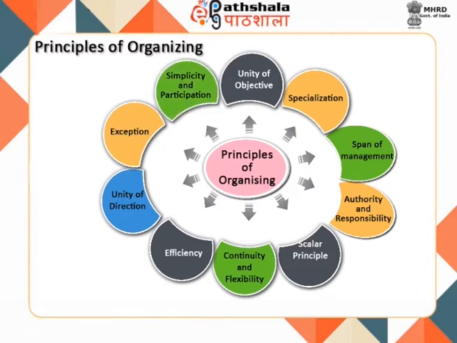11. Simplicity. It is related with levels in the organization. There should be minimum number of levels to have better coordination and control. 12. Participation. Participative decision making must be encouraged, or the employees must be involved in decision making related to the work they have to do. The implementation will be easier in such a case and tasks would complete on time.